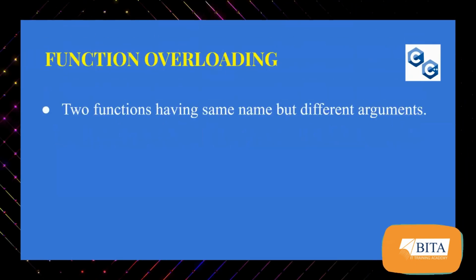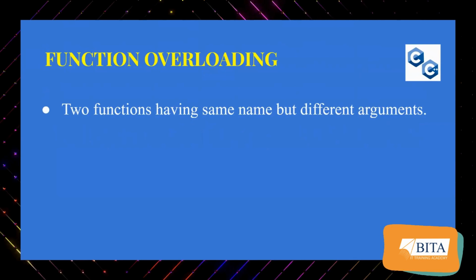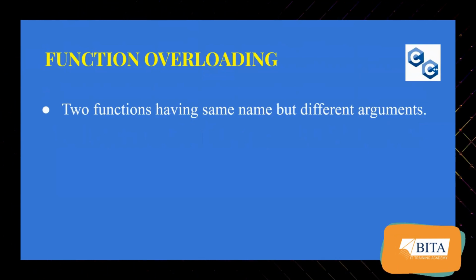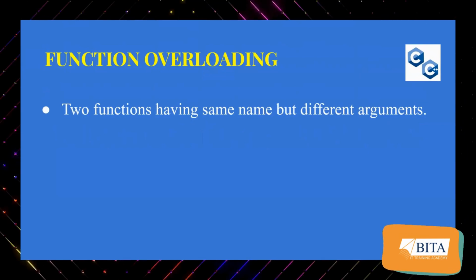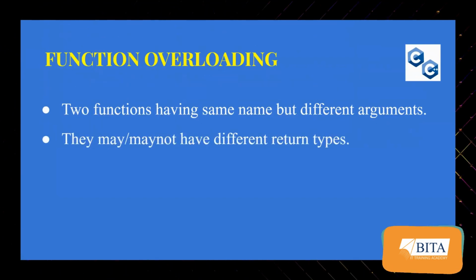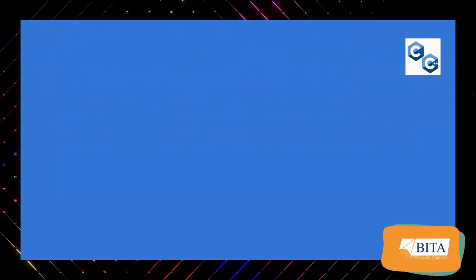So function overloading is a feature of object-oriented programming where two or more functions have the same name but different parameters. And a function can be overloaded with different jobs.